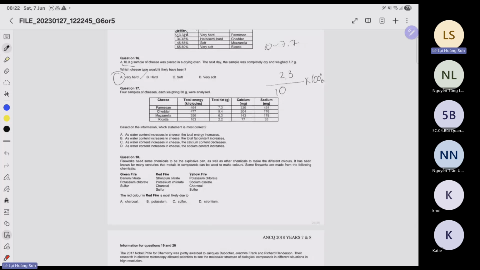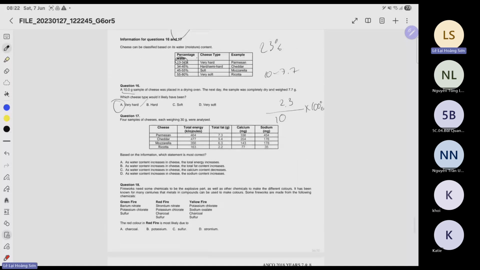17. Information here, based on the information, which statement is correct? As water content increases in cheese. Where's the water content? Okay, all right. We have to map two different tables here. So you have an increasing order of water content. More water, total energy increases. Total energy is here. Now, when you have more water, the energy will decrease. All right. So moving on.